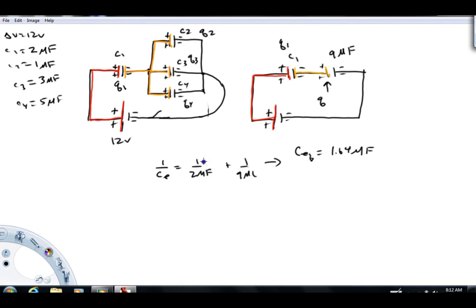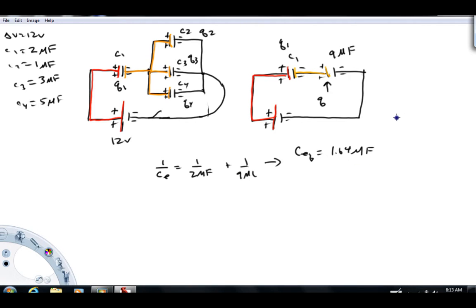So what you do when you're calculating this, just take your calculator and go 1 over 2. Just leave the micro out, treat it like a unit. Just go 1 over 2 plus 1 over 9, hit equals, and then invert your answer, or raise it to the -1, and out will come 1.64. And then I'm just tacking the micro along with the farads.